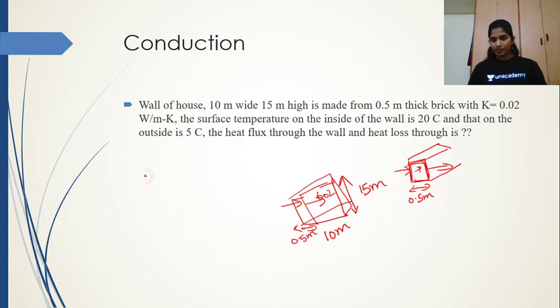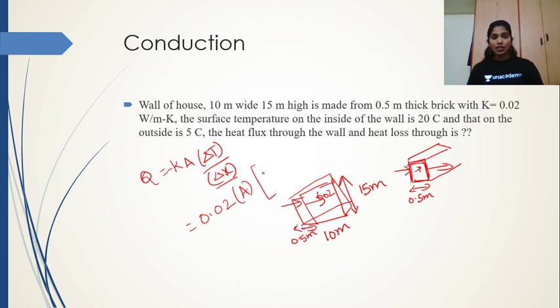What is heat flux? Heat transfer is nothing but minus K A into the temperature difference between the two walls of the slab, divided by the thickness of the slab, or the path along which the heat is transferring, right? So we can calculate this. K is 0.02, into the area of the slab, into the temperature difference, which is 20 minus 5, divided by the thickness of the slab, 0.5.